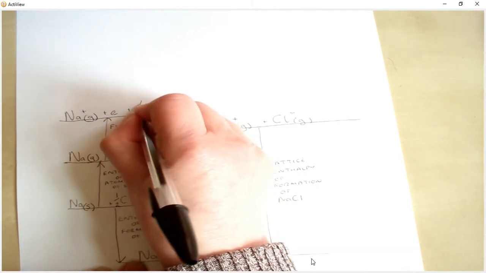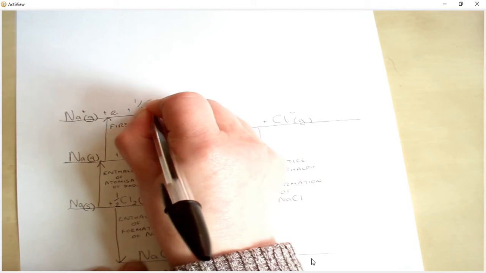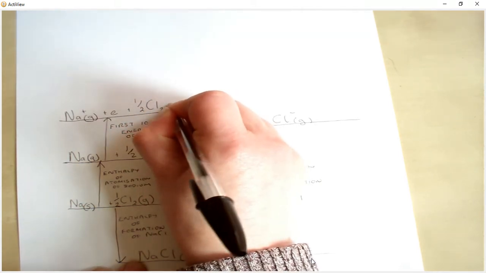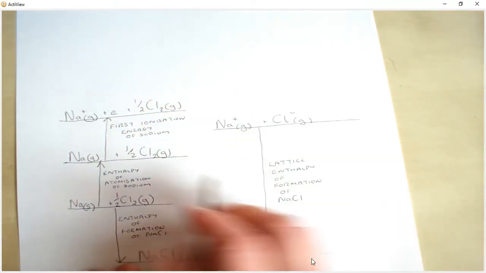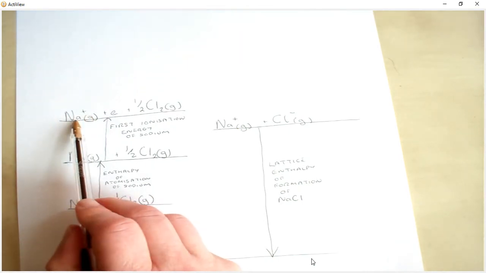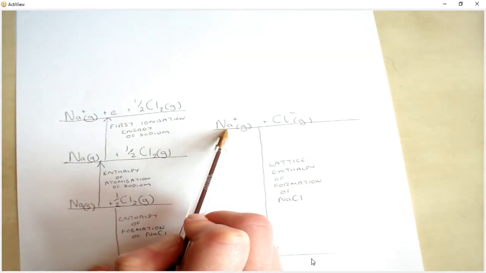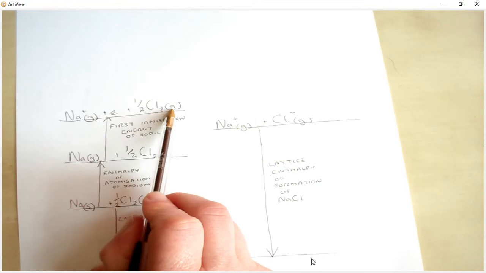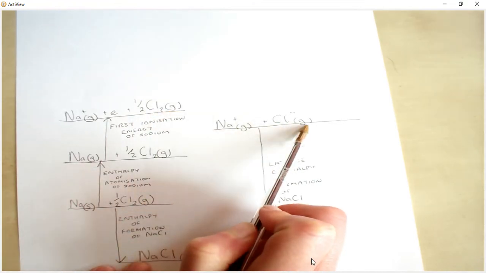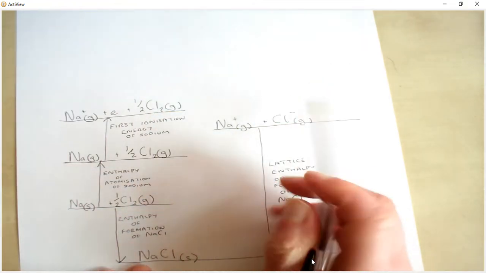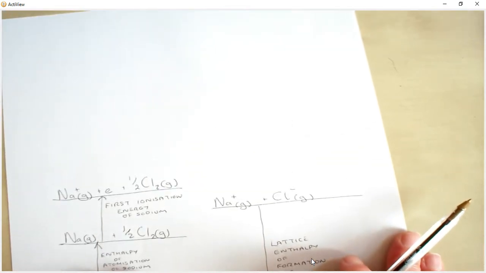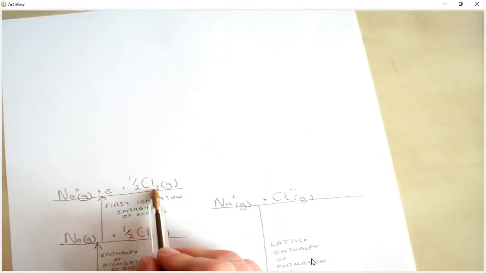And then I've still got my half Cl2. And again, I need to put the state symbol in for that. So if we look at this, the Na+ as a gas is exactly where it needs to be. So all I need to do now is turn the half Cl2 as a gas into Cl- as a gas.